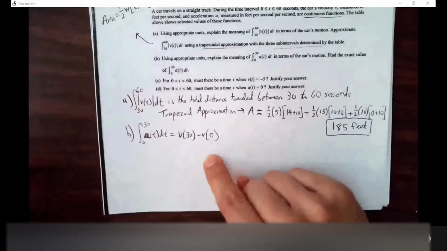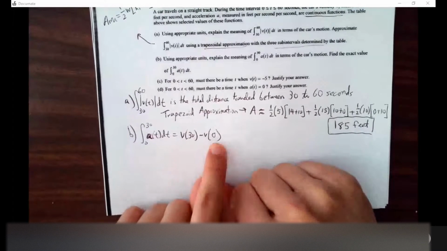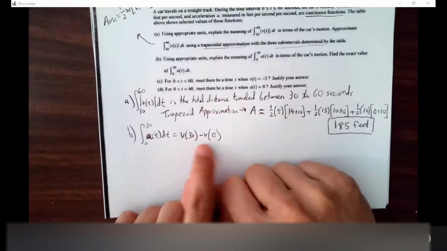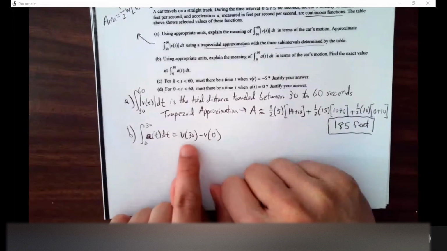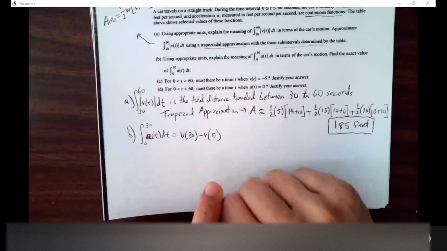So I think we have a much easier time interpreting what this means, right? This is just saying velocity at 30 seconds, velocity at 0 seconds, and then we're just finding the difference between those two. So we're just finding the change in velocity, comparing the velocity at 30 seconds versus the velocity at 0 seconds.